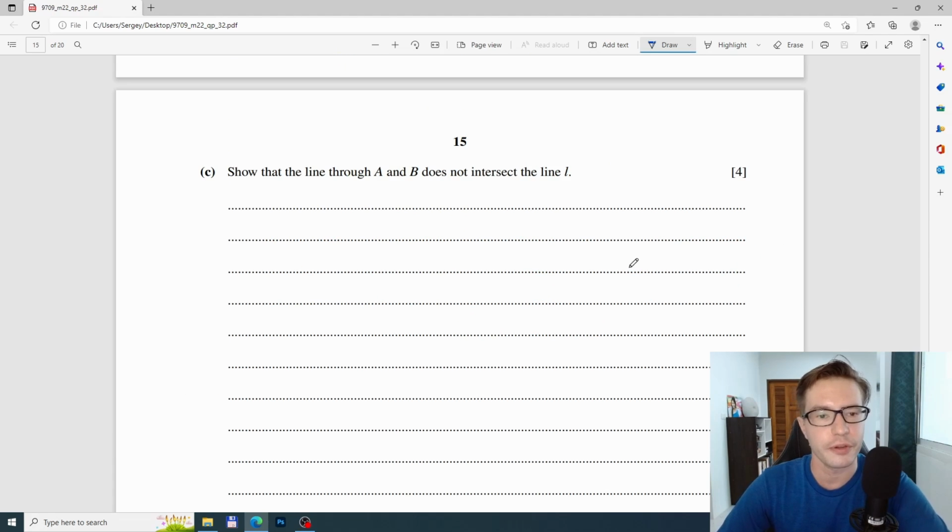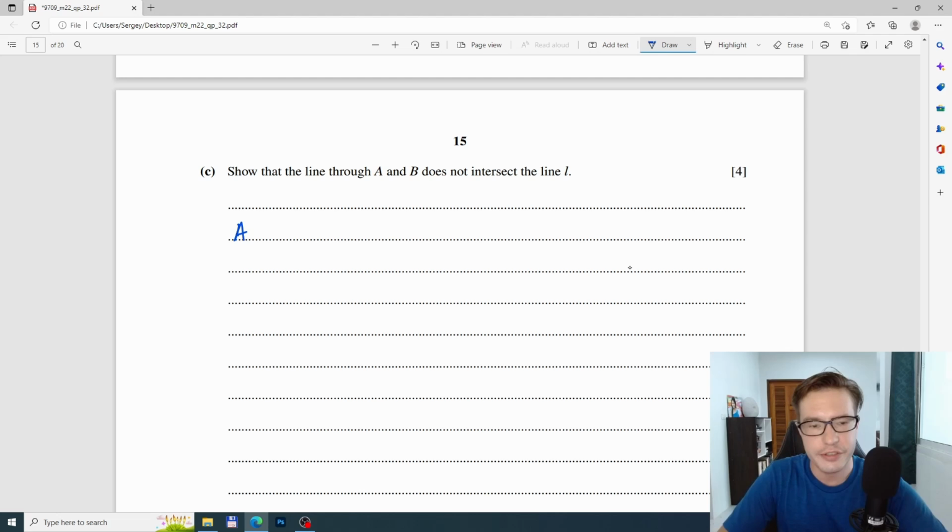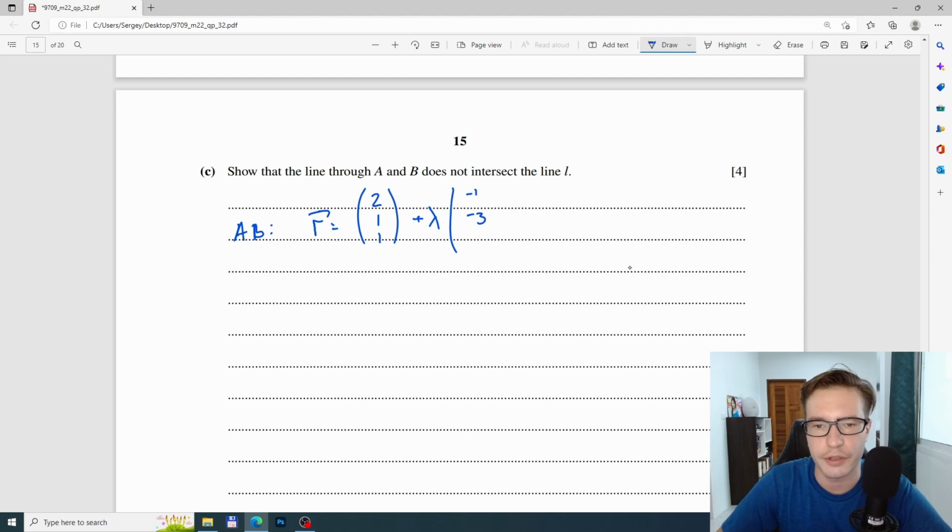Okay, for the next part of the question, we have to show that the two lines do not intersect. I will quickly state the equation of both lines. So the line AB, such as R equals (2, 1, 1), then plus lambda (-1, -3, 1). And the line L, such as R equals (1, 2, -3) plus mu (1, -3, -2).